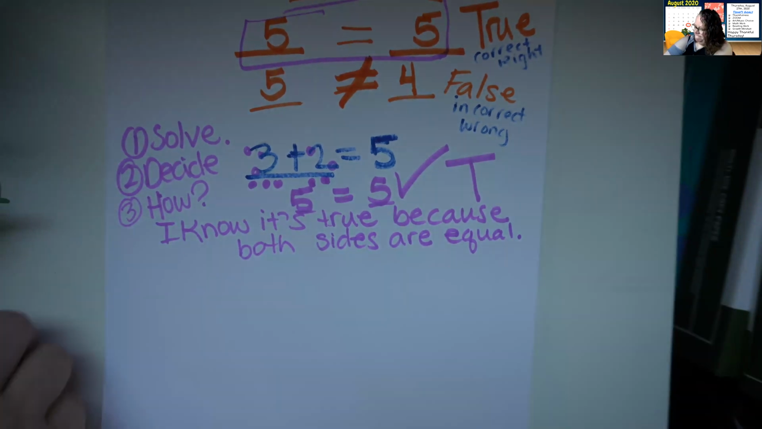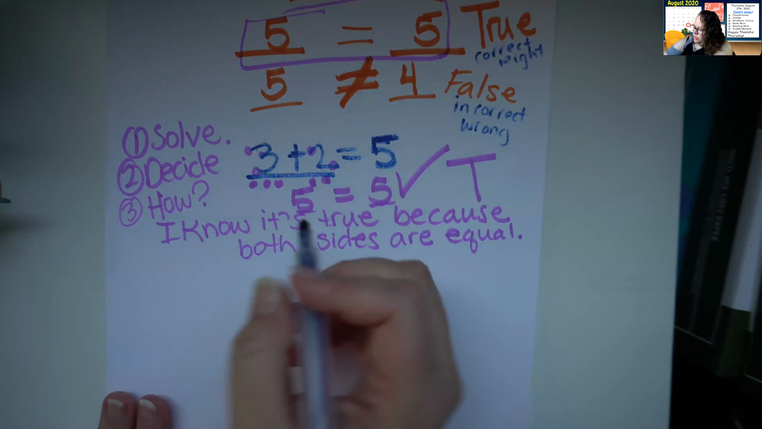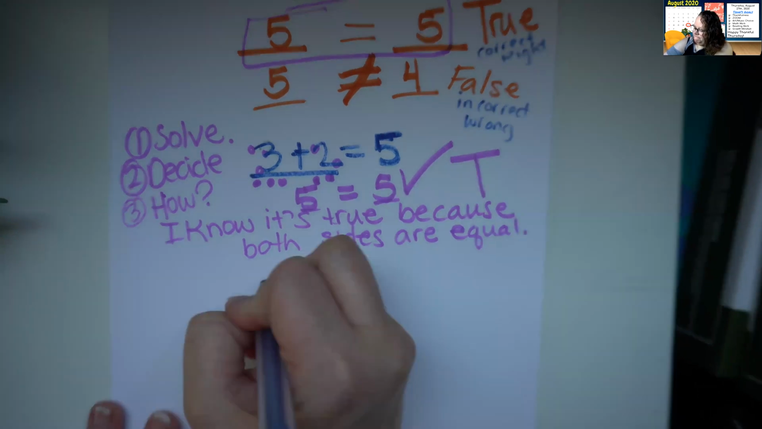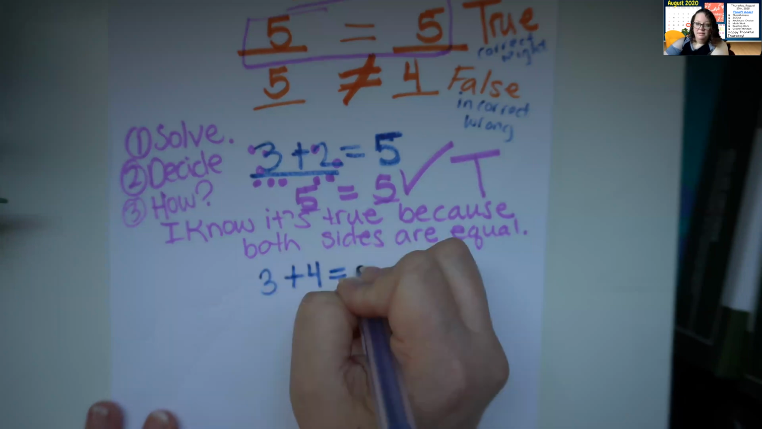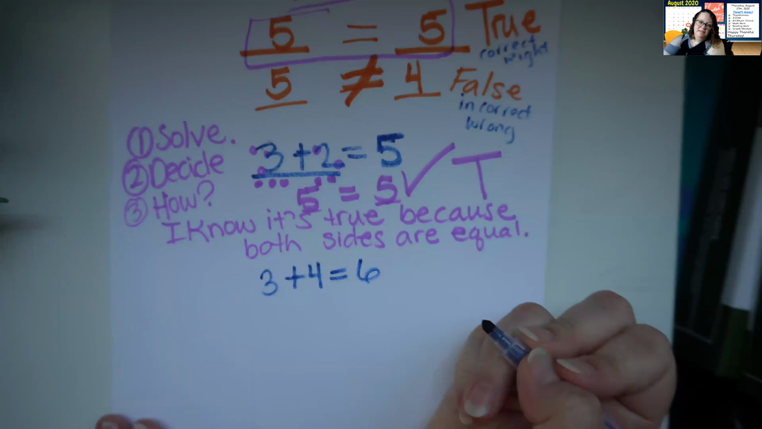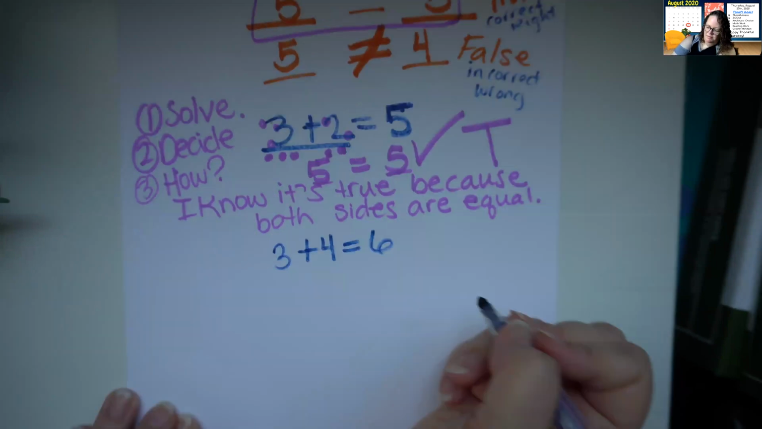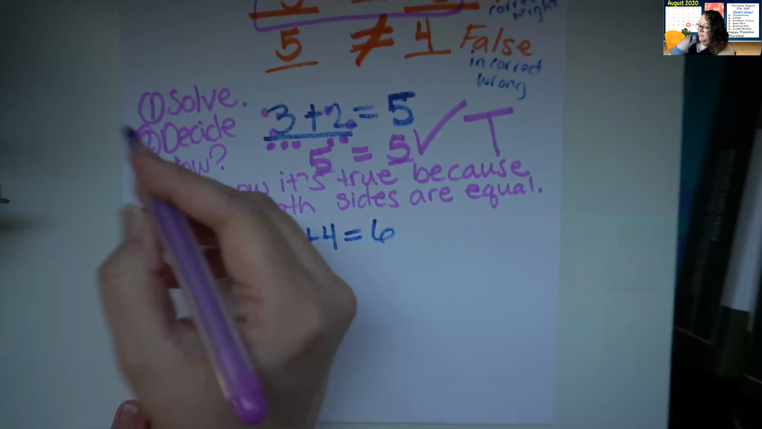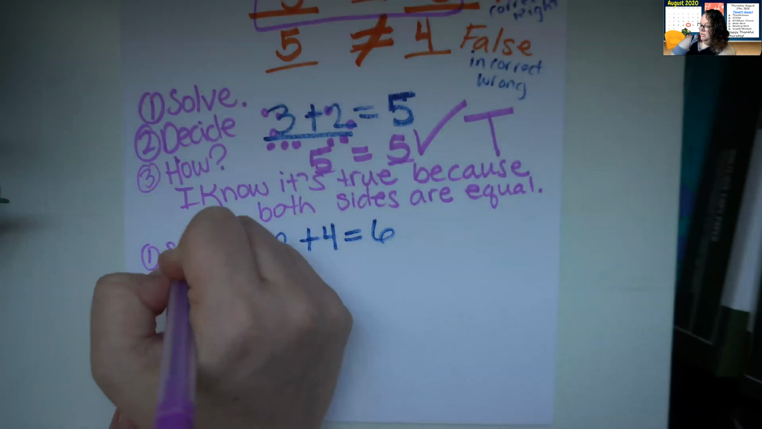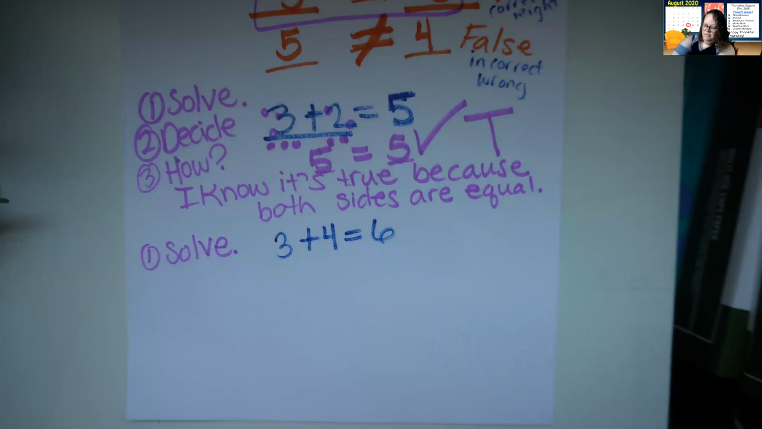All right, let's do 3 plus 4 equals 6. So we're going to take the same steps, and I'm sure that some of my 4th and 5th graders are going, I know. I bet some of my 3rd graders are too. So, right, our first step before we just guess is to solve it.